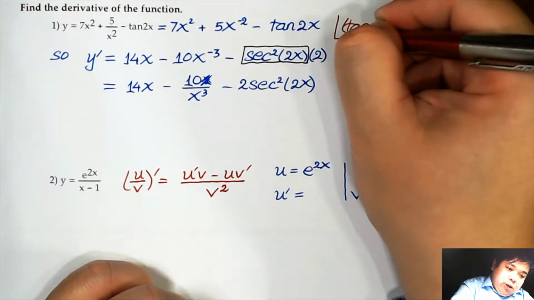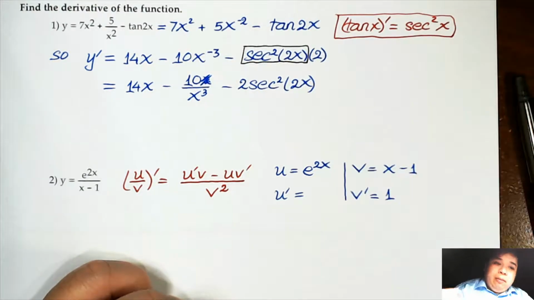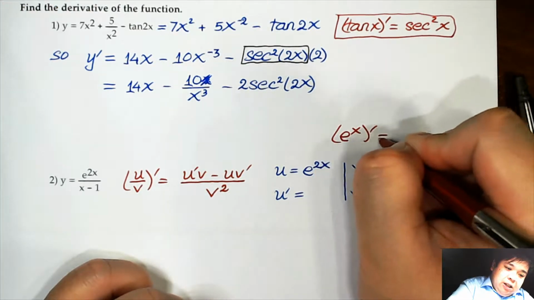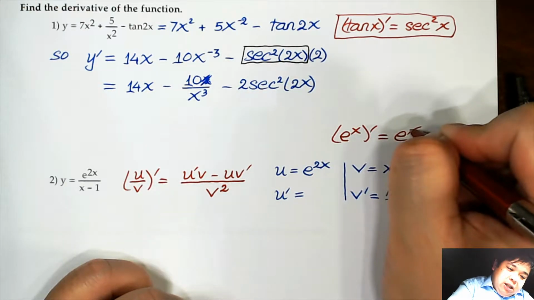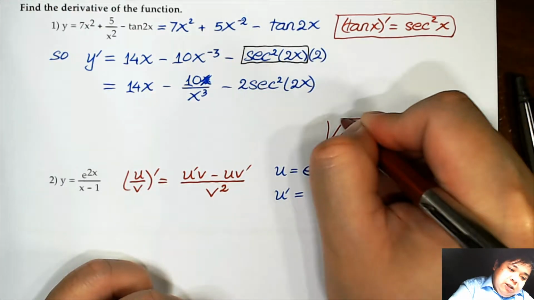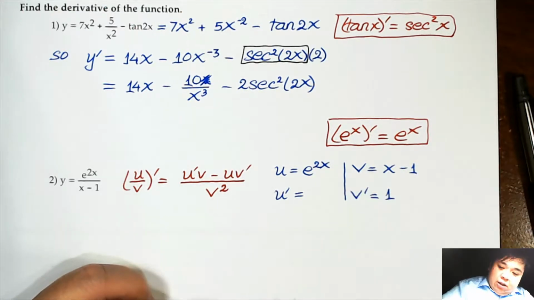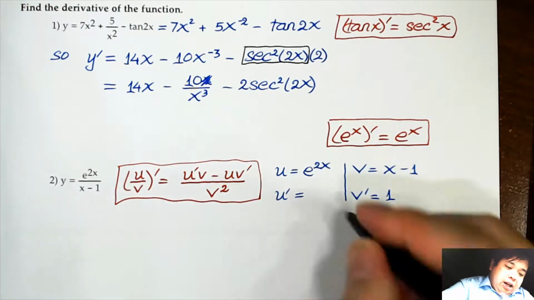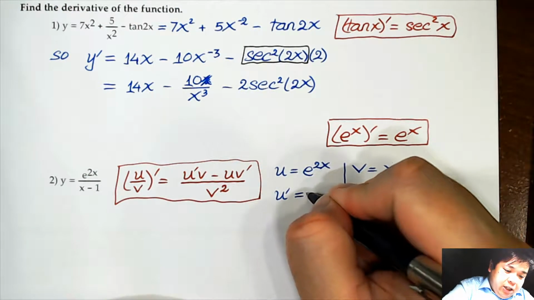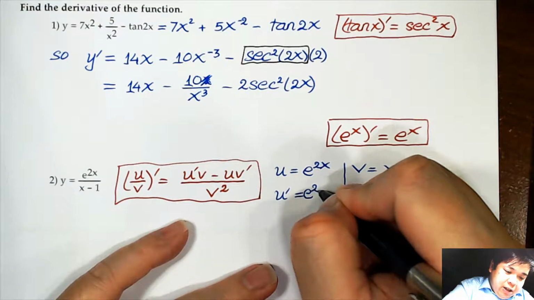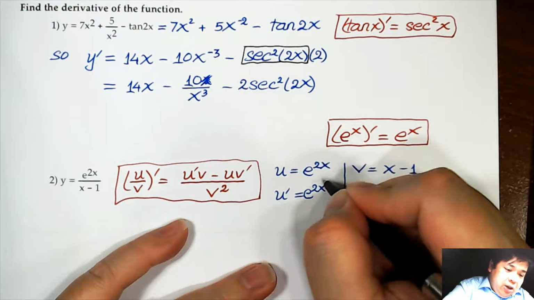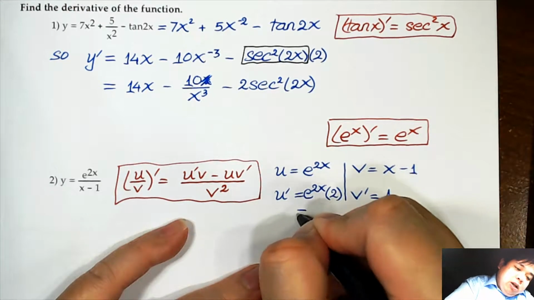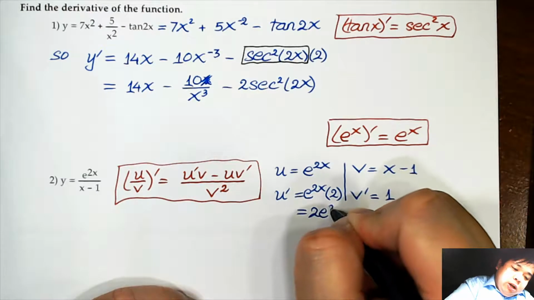Derivative of e to the 2x. So this is a rule for derivative. Derivative of e to the x is just e to the x itself. And so we have e to the 2x, derivative will be e to the same thing. But because this is not just x, we have to multiply derivative of 2x. Derivative of 2x is 2. So that becomes 2e to the 2x.